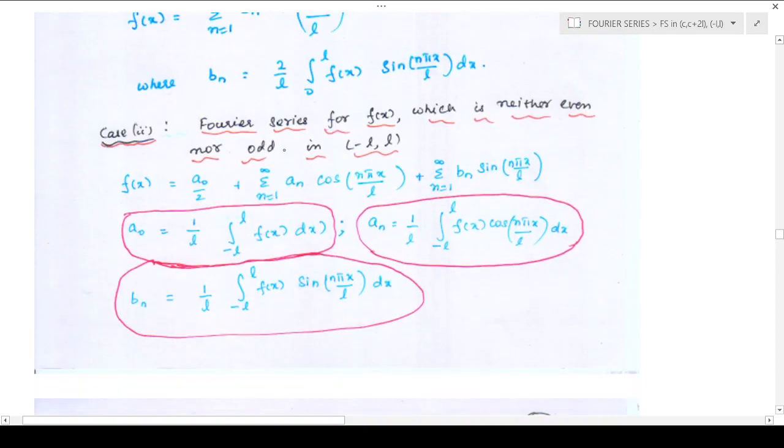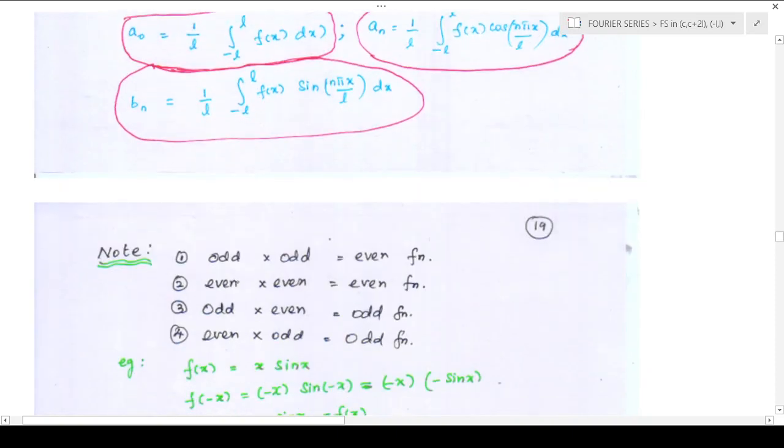Suppose the Fourier series is neither odd nor even, right? Nothing wrong in it. You write the usual formula: a naught by 2 plus summation n equal to 1 to infinity an cos n pi x by L plus summation n equal to 1 to infinity bn sin n pi x by L, right? Here 1 by L, the interval will vary between minus L to plus L, integral from minus L to plus L f of x dx. Everything is the same. Okay, so as usual formula.